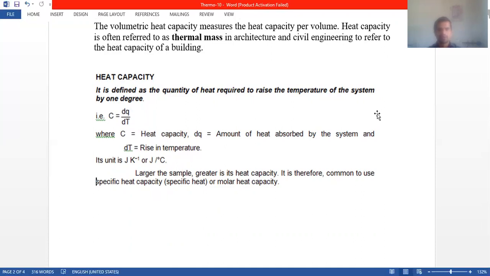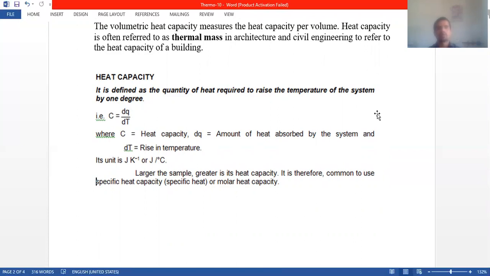This heat capacity is given by the equation C equals delta Q upon delta T, where C is the heat capacity, delta Q is the amount of heat absorbed by the system, and delta T is the rise in temperature. The units of heat capacity are joule per Kelvin or joule per degree centigrade.